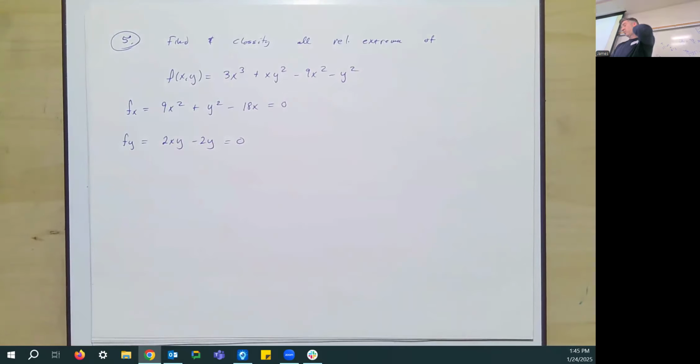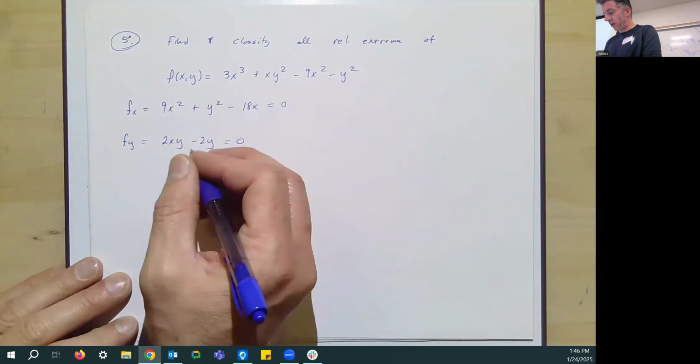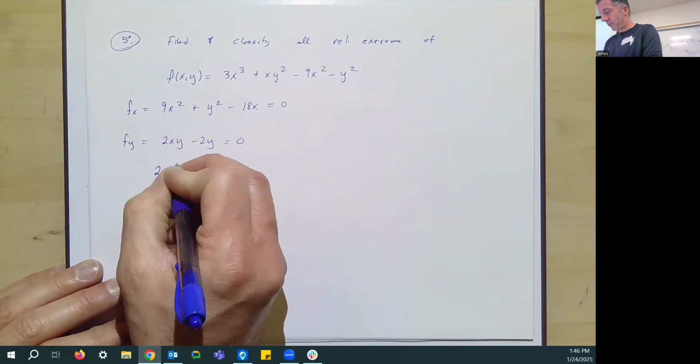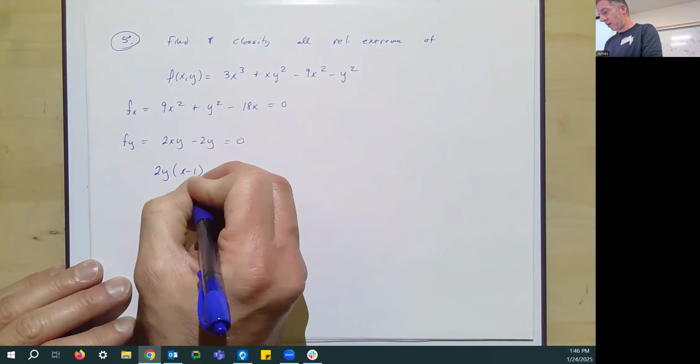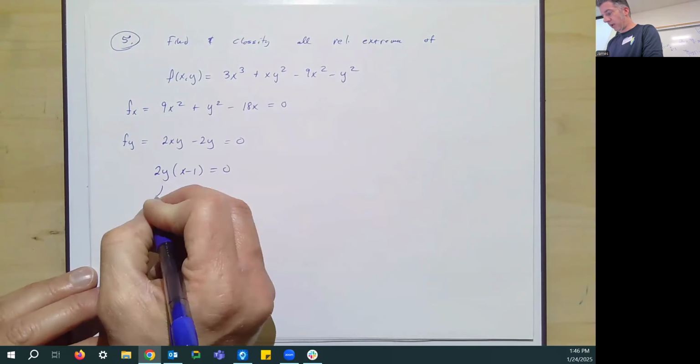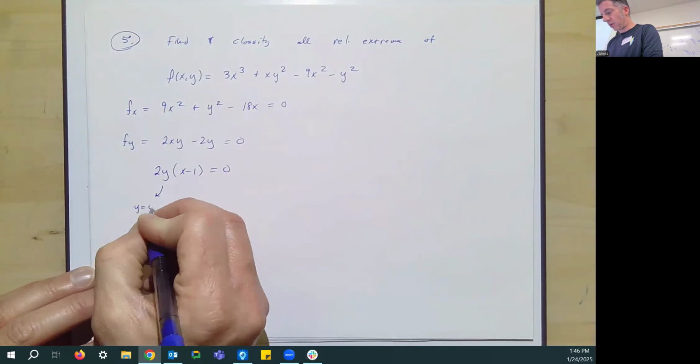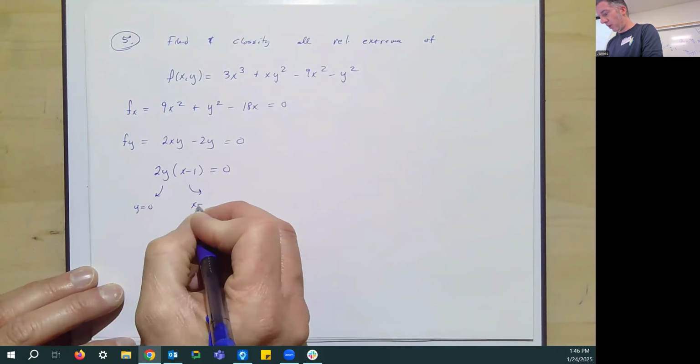Now, a good rule of thumb is to try to deal with the one that looks like it's easier to deal with, like the one that looks less terrible. In my opinion, that's certainly the Fy here. Fy has less going on, it doesn't have any squares, and I can factor out a 2y. So factoring out a 2y, I've got 2y times x minus 1 equal to 0. So I either get y equal to 0 or x equal to 1.